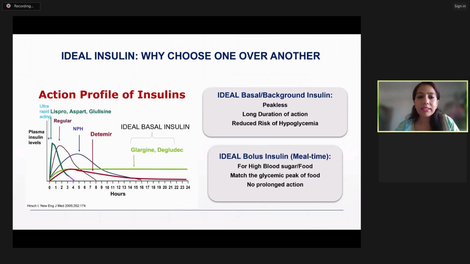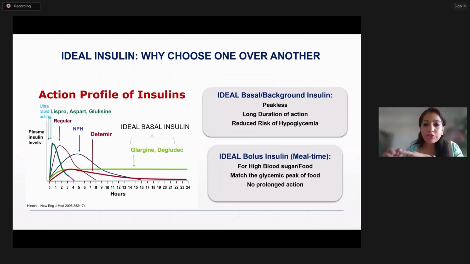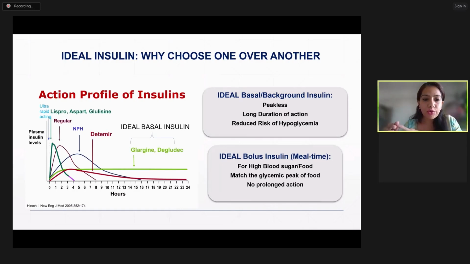So how do we consider why choose one over the other? What are the ideal insulins that we're looking for? So the ideal background insulin that we talk about should be peakless, so that there is reduced risk of low blood sugar, and it should have a longer duration of action so that we don't need to give it multiple times in the day.